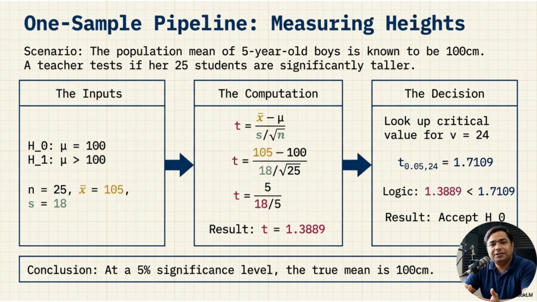This is a one-tail test because we are specifically testing whether the students are taller, not just different. The sample size is 25. The sample mean is 105. The sample standard deviation is 18. Now we apply the formula.